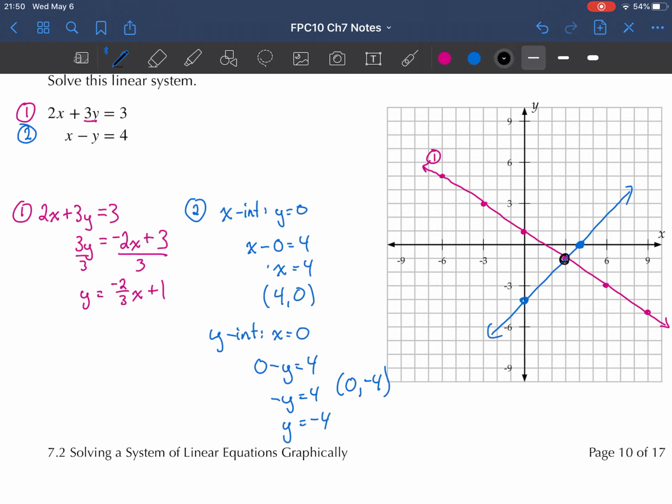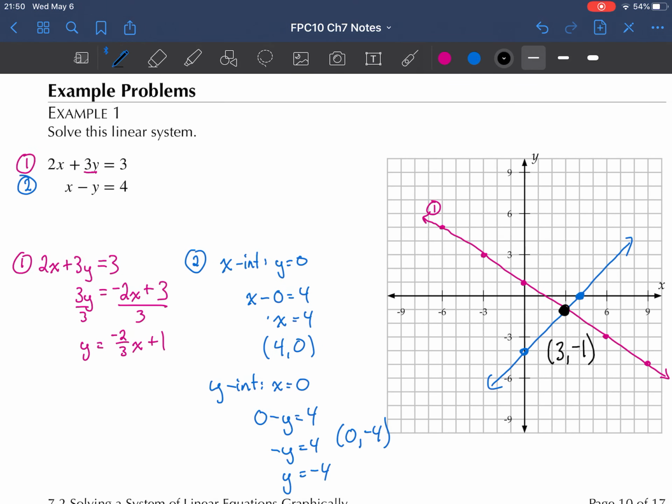They meet right here at this point. So 3 and minus 1 is our common solution. So our solution to this system of linear equations is 3, minus 1.